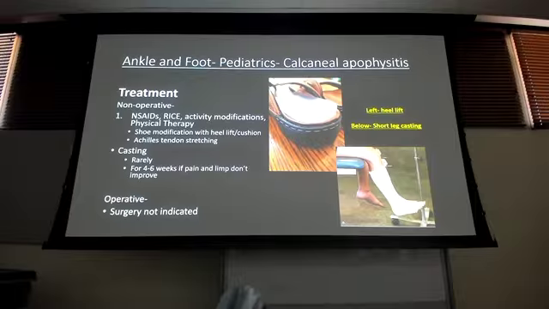So NSAIDs, RICE, activity modification. We can give a heel lift in there to help out with it, and it provides a little bit more cushion. We also want to look at that Achilles, because a lot of the time they'll have a tight Achilles because their gait will have changed with this. So we want to make sure we're providing them good Achilles tendon stretching, like a home exercise program, and assess that when they're in there. Rarely they can cast it for 4 to 6 weeks, and that's really for somebody who's severely limping.